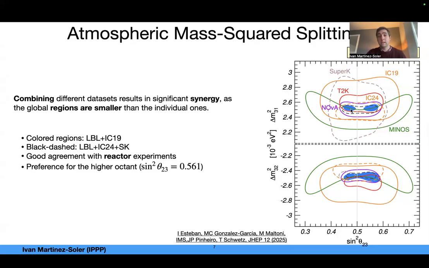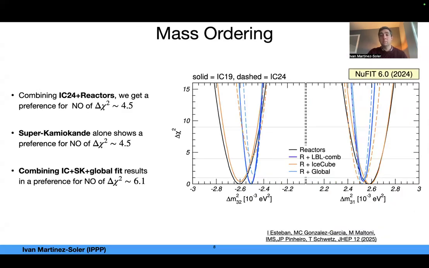Also, let me mention that the reactor experiments are also able to determine delta m squared 31, and it is in very good agreement. This is regarding the atmospheric mass splitting, but what about the mass ordering? Well, it's interesting because the combination of the latest IceCube result with the reactor experiments boosts the sensitivity, giving us a preference for normal ordering of the order of 2 sigma.